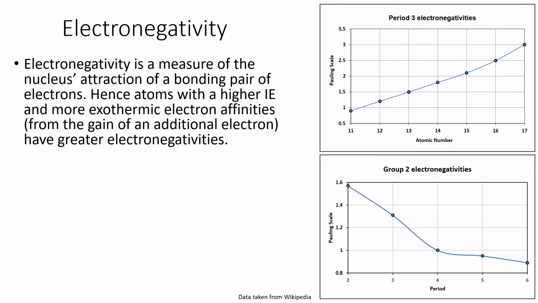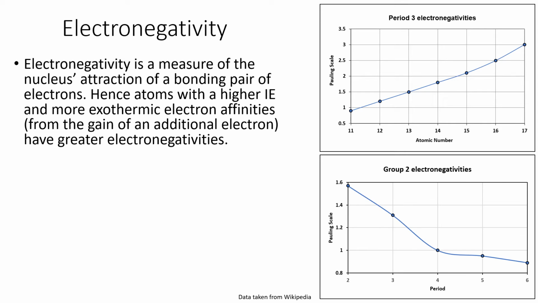Now this takes us on to our next idea, which is electronegativity. And again, this follows on very nicely from our earlier discussions of ionization energy and atomic radius. It does come with a bit of a health warning, because there are multiple ways of looking at electronegativity, and there are actually multiple scales of measuring it. So it tends to be a slightly nebulous idea.